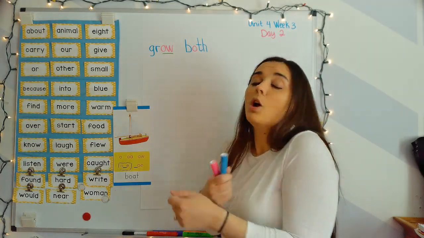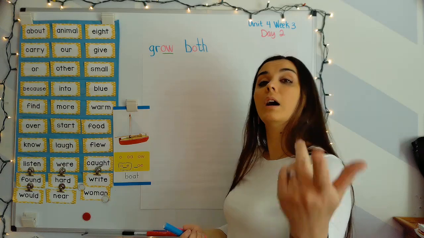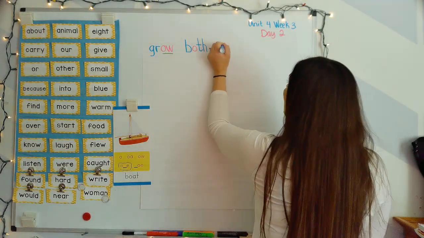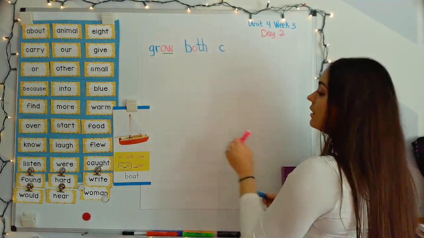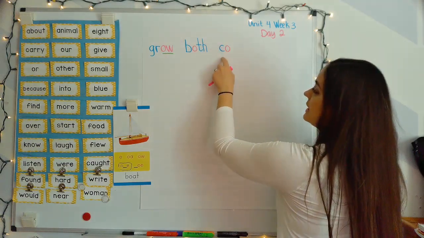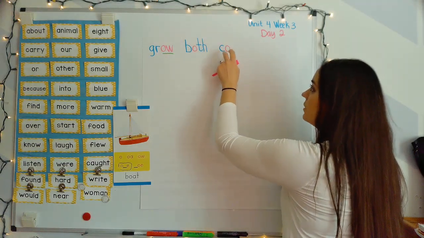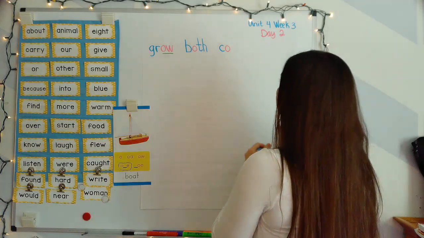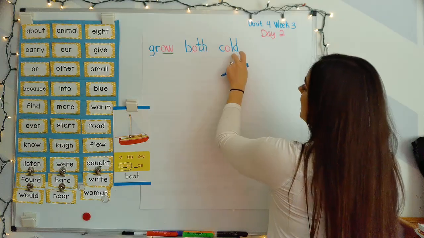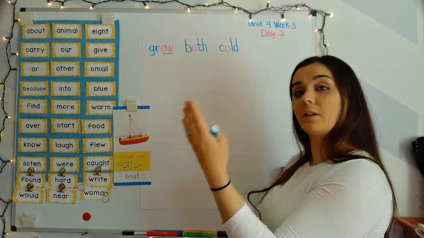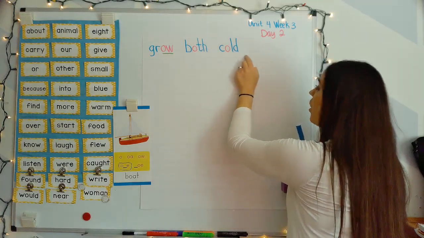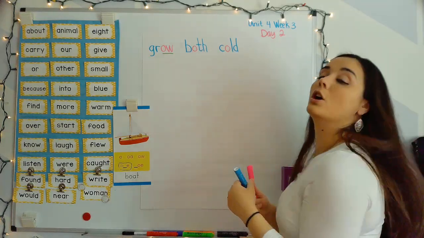Next word. Cold. Your turn. Ka-o, old, cold. This word cold is another example of the O by itself, saying that long O sound. So C says ka, O says O, ka-o, ko. And L and D, you just put those two sounds together, old, ka-o, old, cold.